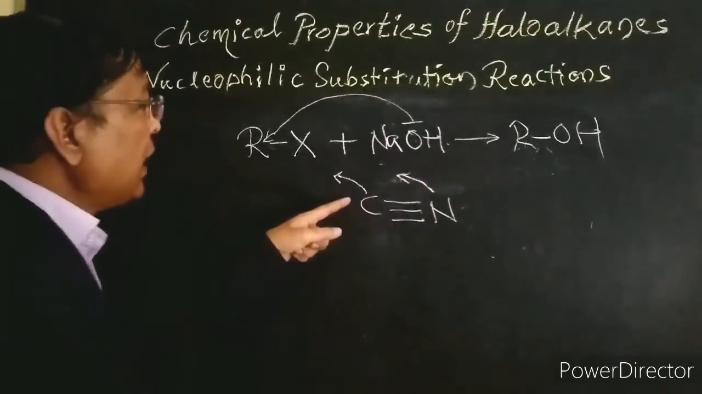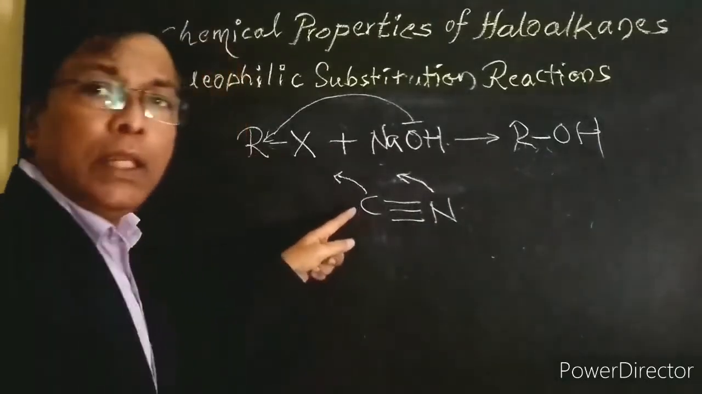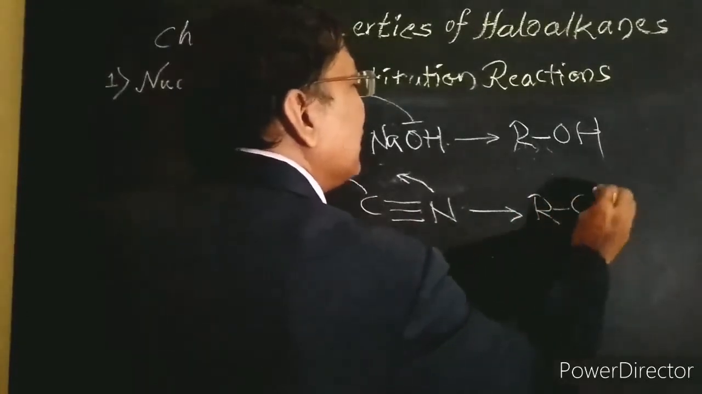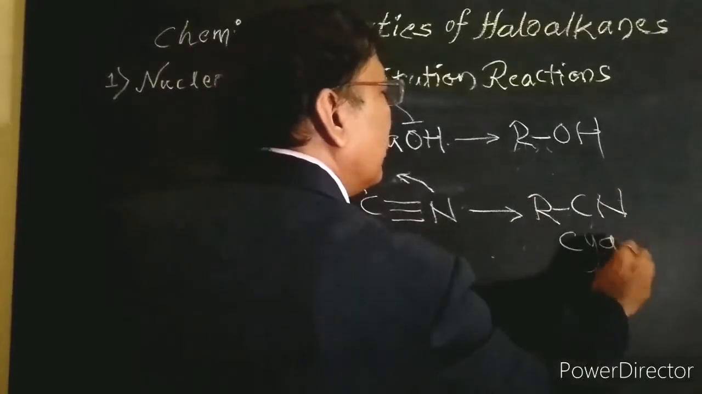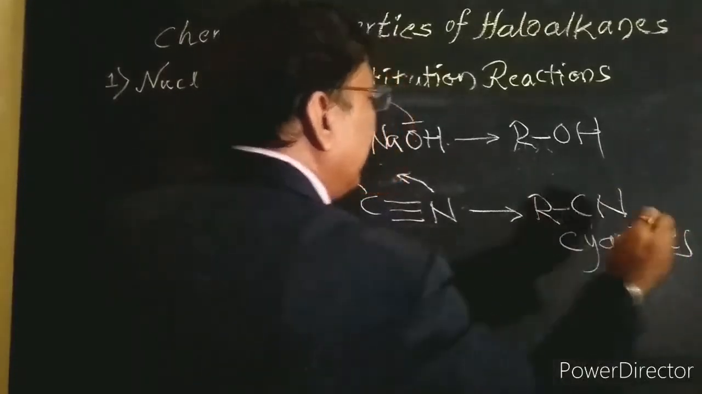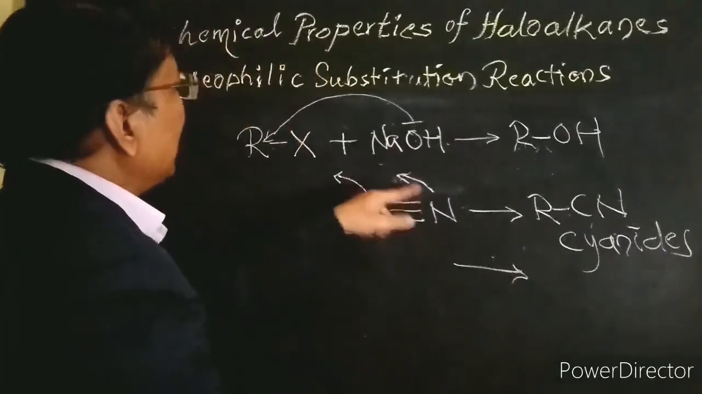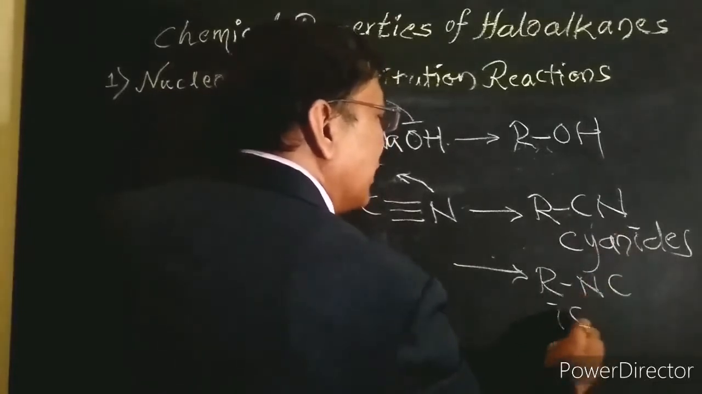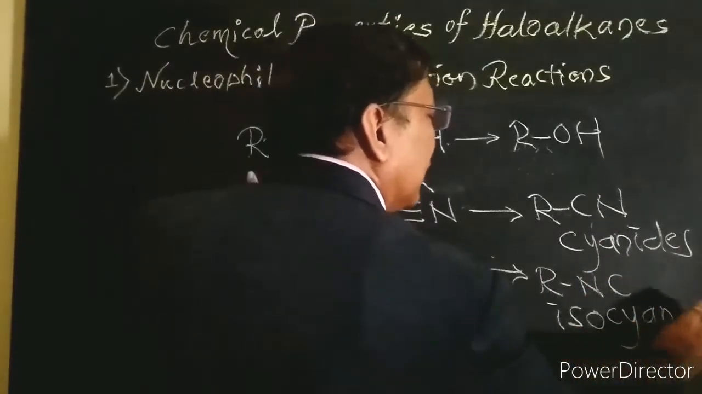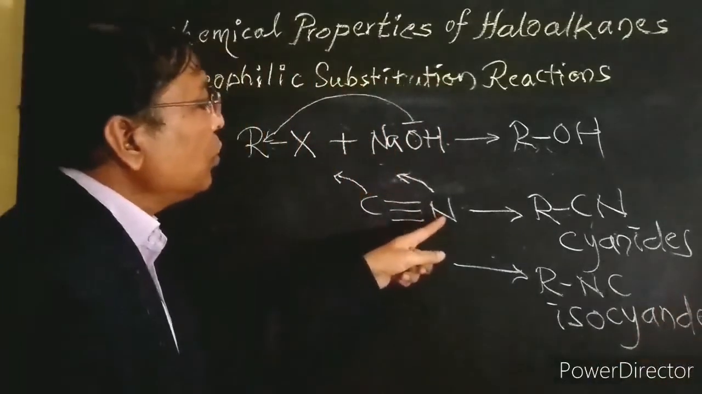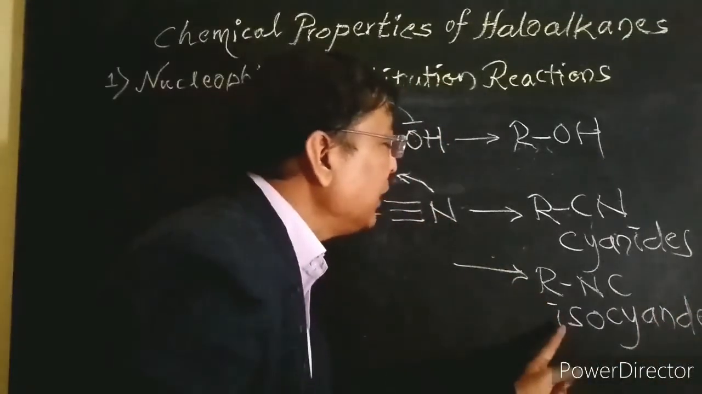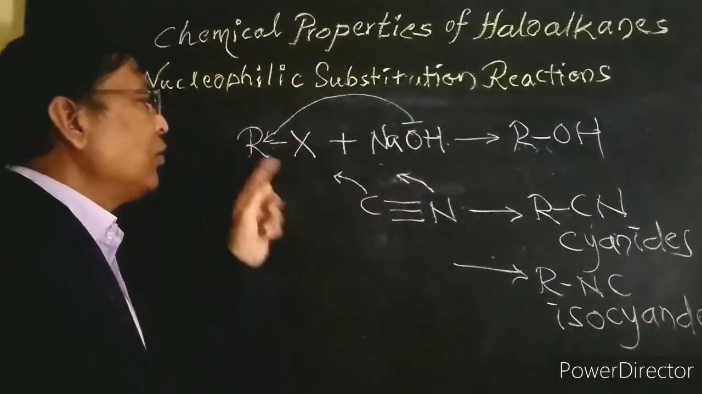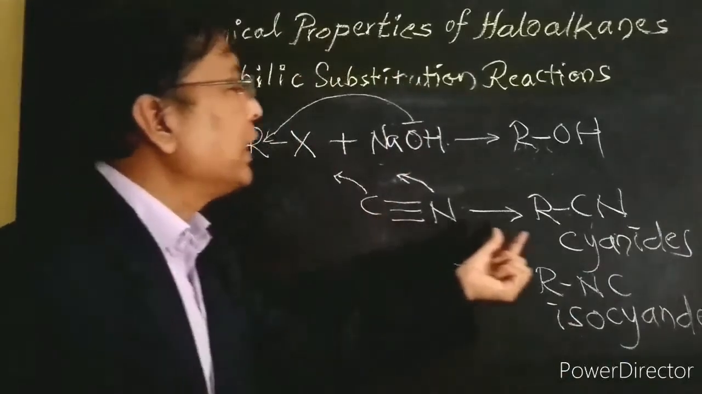If the linkage takes place through carbon, then we get alkyl cyanides. If the linkage takes place through nitrogen, then we get RNC, that is, we get isocyanides. If the linkage with the alkyl group takes place from the carbon, we get cyanides.